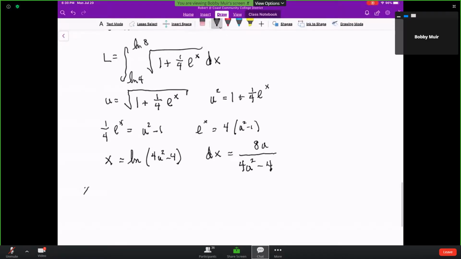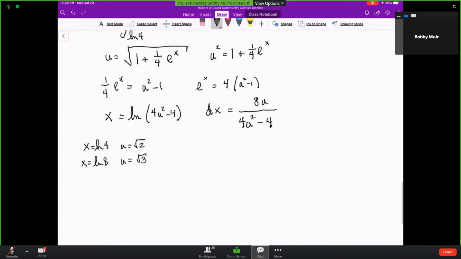When x is the natural log of 4, e to the x is 4. 1/4 times 4 is 1, so u is the square root of 2. When x is the natural log of 8, u is 1/4 of 8, which is 2, plus 1 is 3.